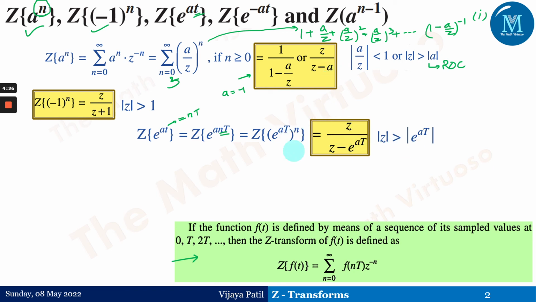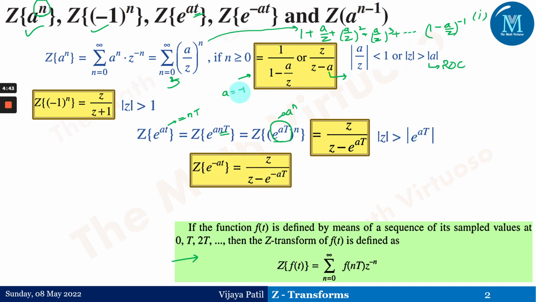So this is nothing but the small a, which we can check. It is a to the power n, which is nothing but replacing this a with e to the power aT, and the ROC is mod of z greater than mod of e to the power aT. Again, e to the power minus at would be the same as that. Instead of e to the power at, we have to write e to the power minus at. That is what we have written here. This is the answer for this one.